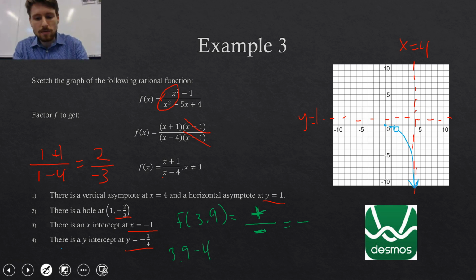And we can do the same thing if we were to look at something that's really close and on the other side, f of 4.1, for example. And we find the numerator is still positive because 4.1 plus 1, that's a positive answer.